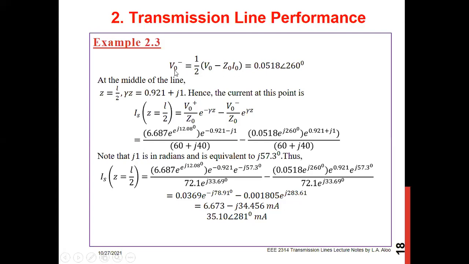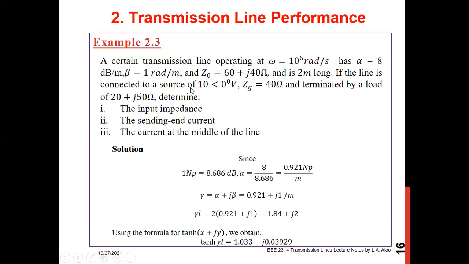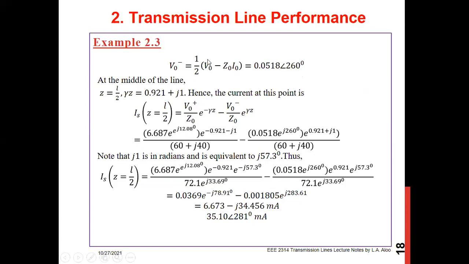Okay. Then the next item at the middle of the line, it means Z will be L over 2. So the entire transmission line is L equals 2 meters. At the middle, we will be at 1 meter, meaning 2 over 2, 1 meter. So we come here at the middle of the transmission line, Z is L over 2. So 2 over 2 is 1.